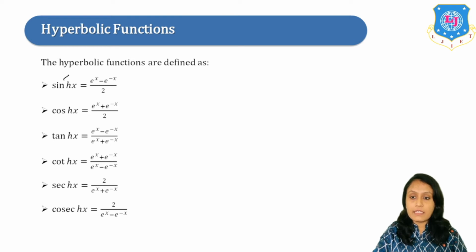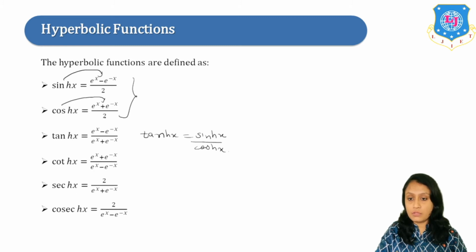So when we are writing sinh x, the minus sign will come. And for cosh x, the plus sign will come. Now using these two, we'll find the rest of the functions. So tanh x. Now we know that tanh x is sinh x upon cosh x, right? So divide these two, so the 2 will get cancelled. So what we have is (e^x − e^−x)/(e^x + e^−x).